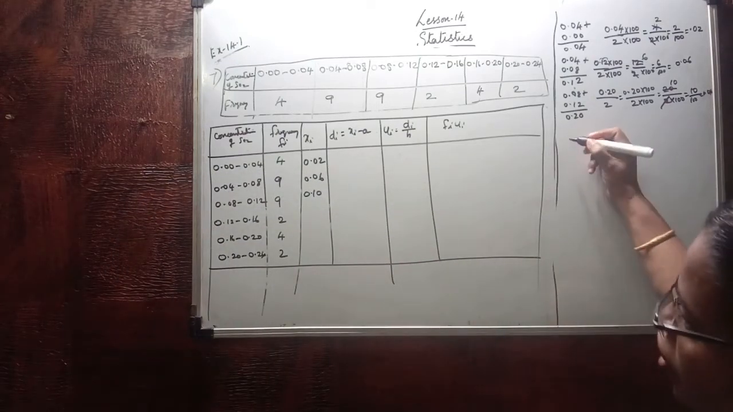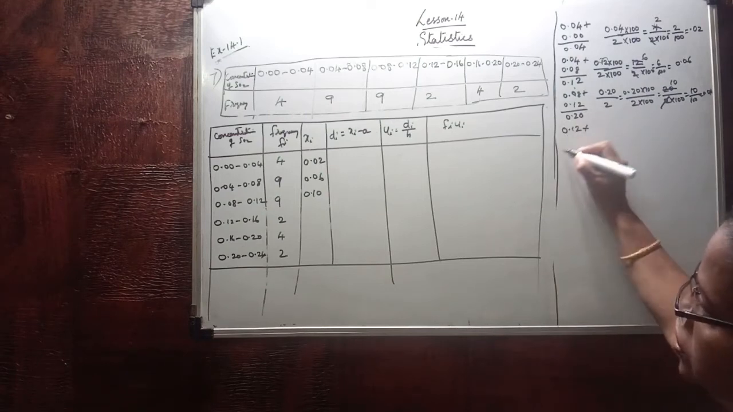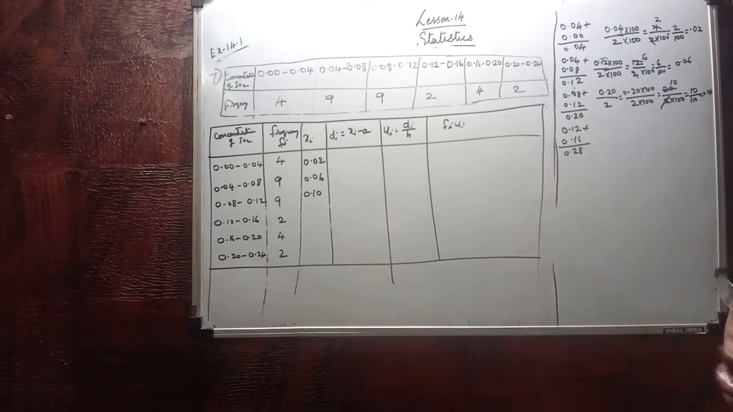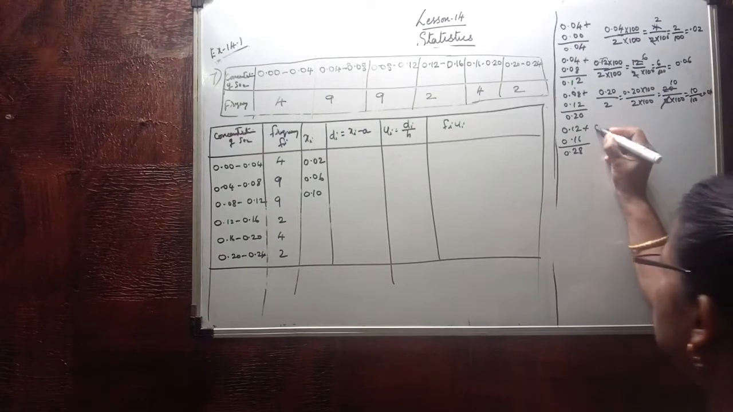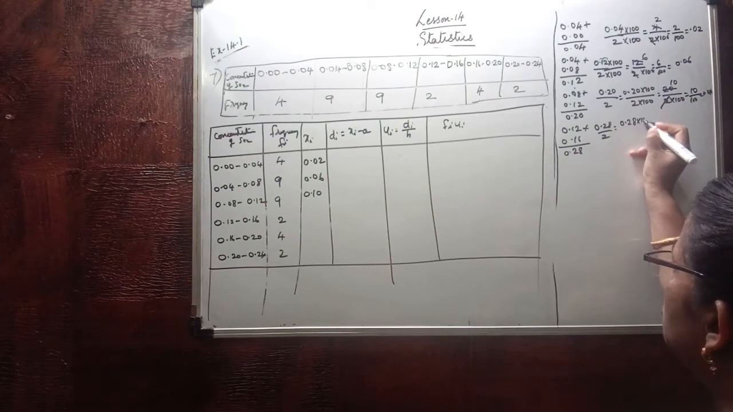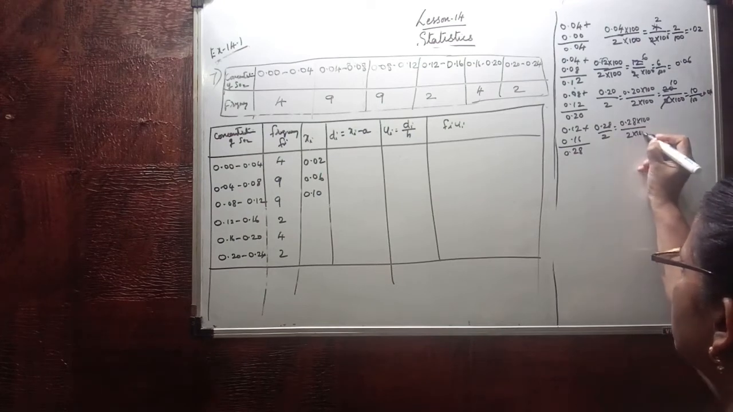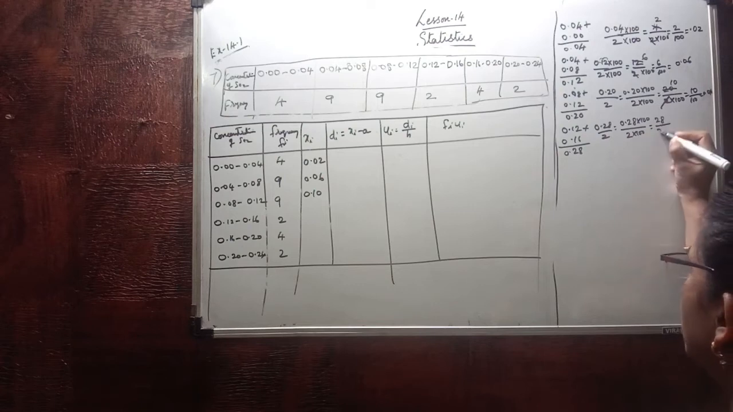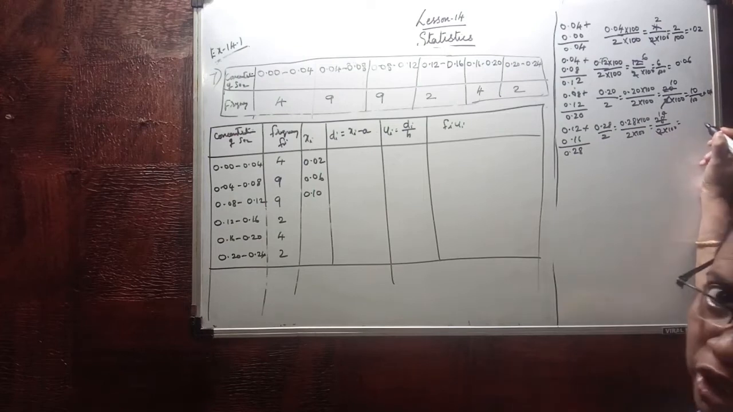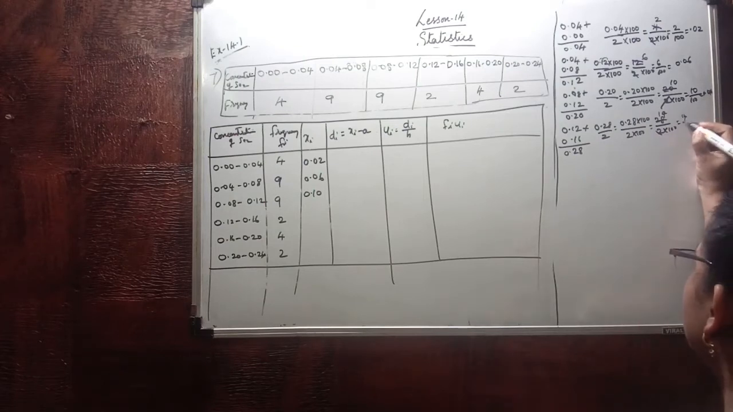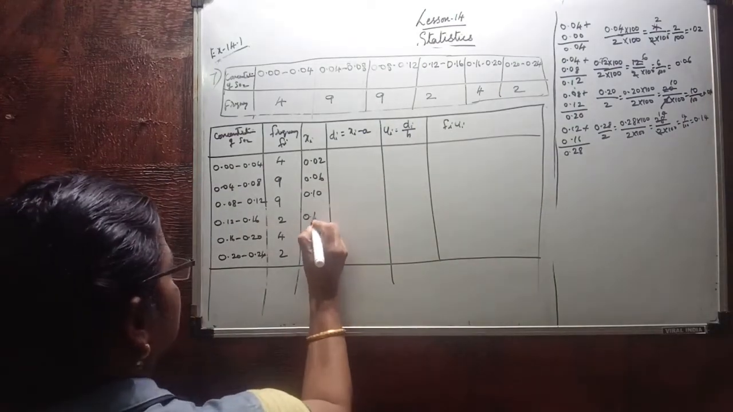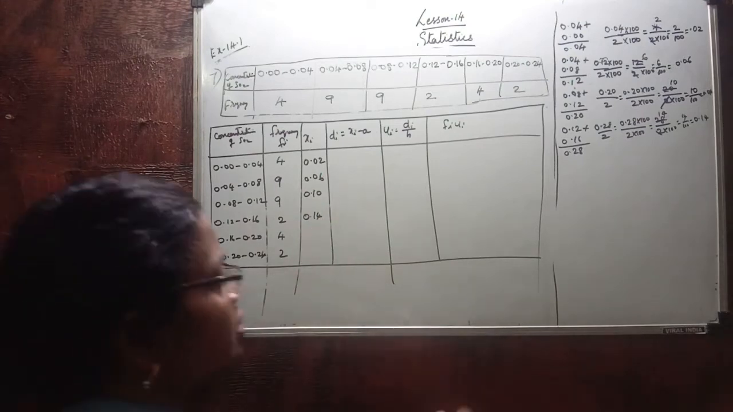Next one is 0.12 plus 0.16. 6 plus 2 is 8, so 0.28. 0.28 divided by 2. You get 0.28 into 100 divided by 2 into 100. You get 28 by 2 into 100. Here it is 14, 14 into 2 is 28. So 14 by 100, you will get the answer 0.14.